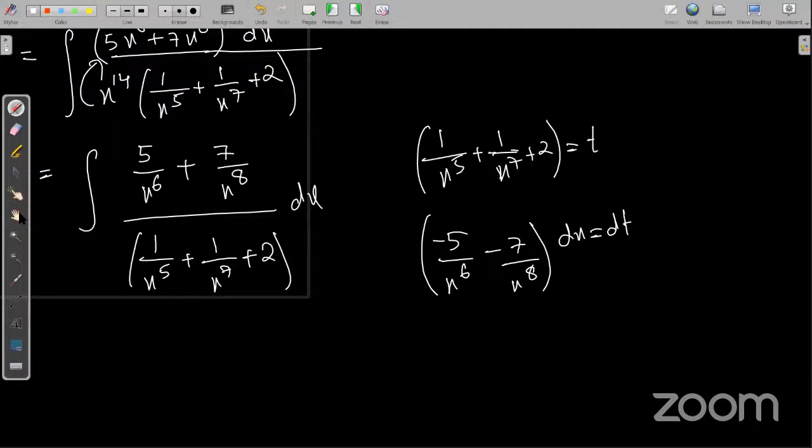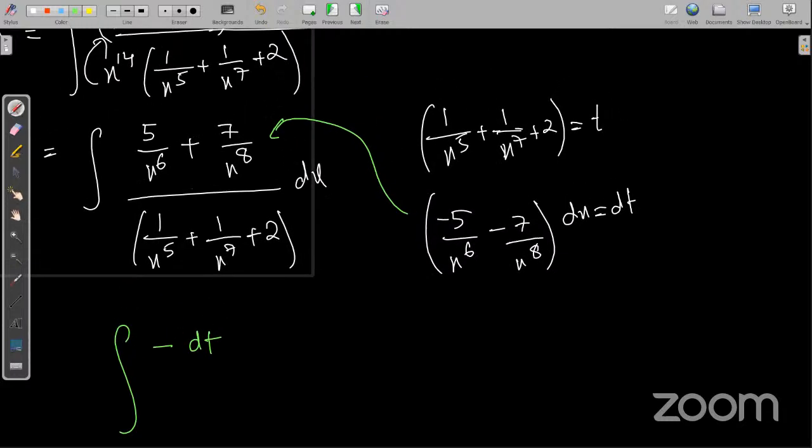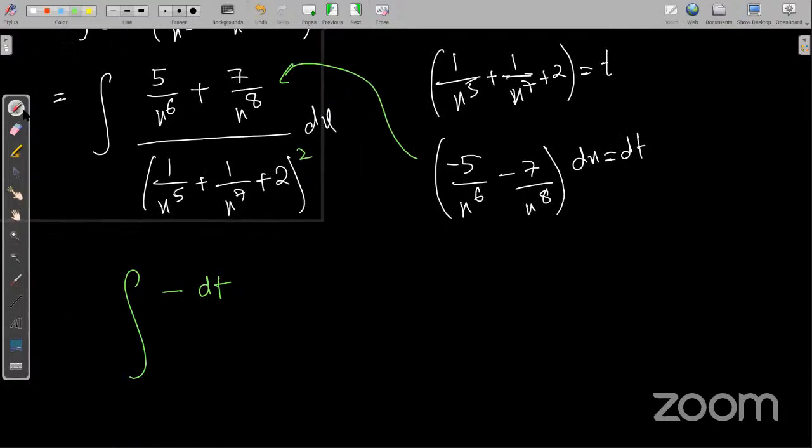So if you observe, that is the same thing we have in our numerator, right? Only thing is the negative sign is not there, so I'm just writing the negative sign. That one will become minus dt. Here, guys, don't forget to write the whole square. I forgot to write the whole square. So minus dt divided by which one? The denominator I've taken as t, so it's t square. What is minus dt by t square? It's 1 by t plus c. So you got your answer.